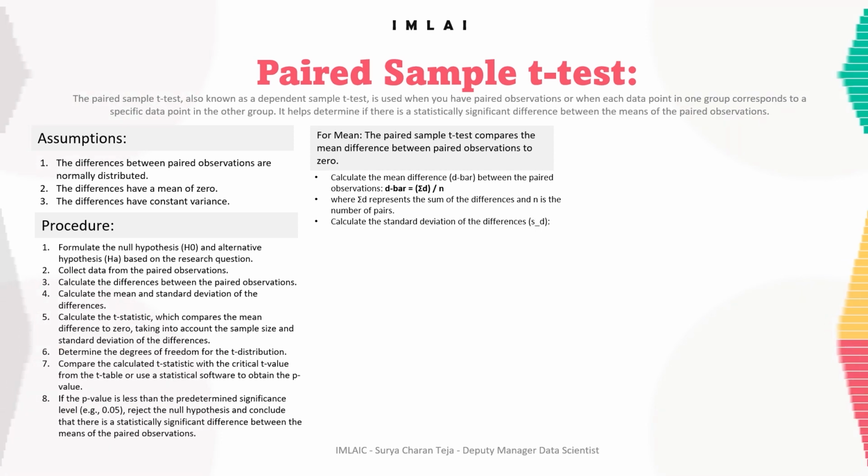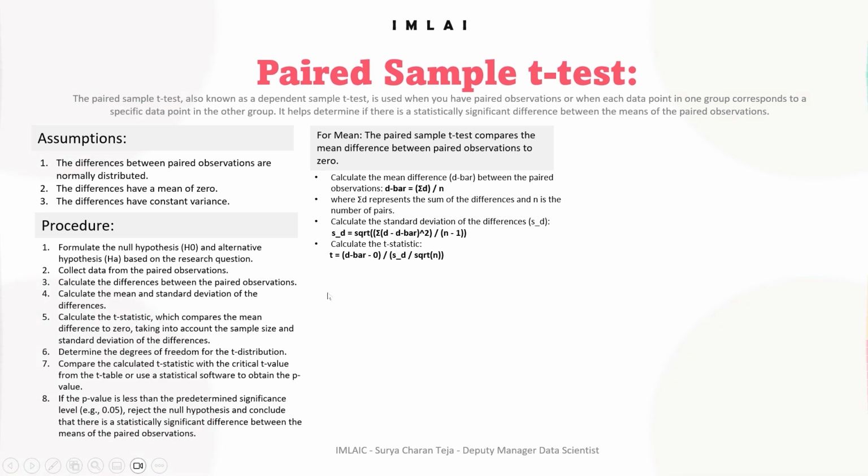then calculate the standard deviation of the differences, and after that we'll calculate the t statistic using d bar. D bar is our observed value, and the hypothesized mean difference is 0, and its standard deviation divided by square root of n. That's it, and this is how we calculate the t statistic.